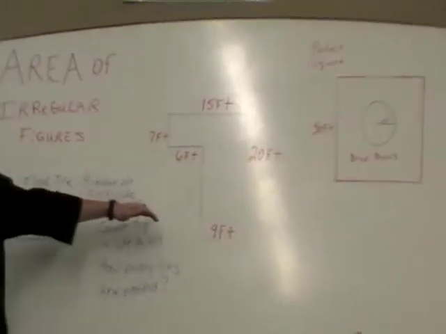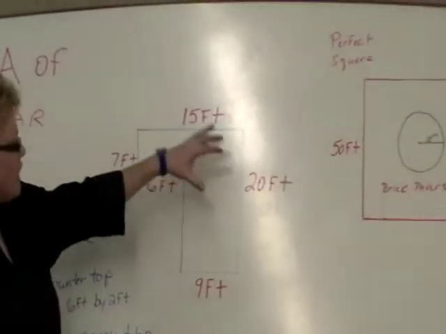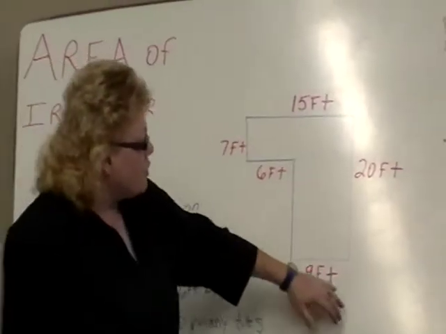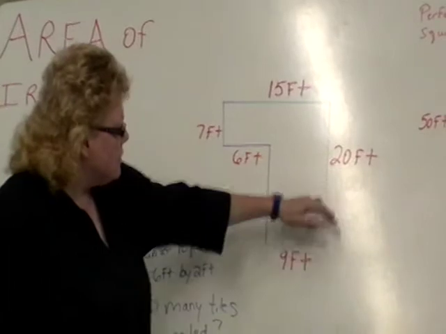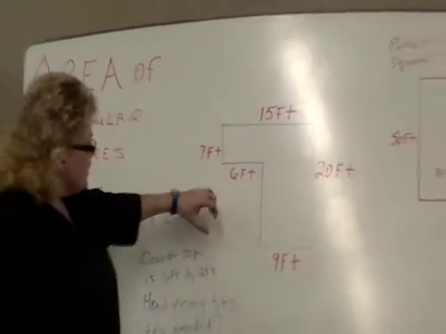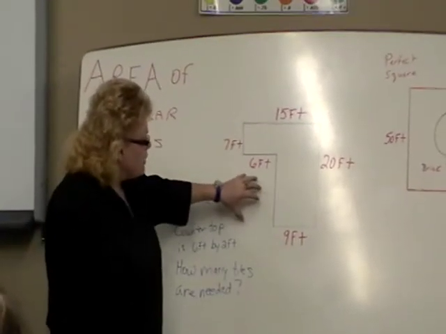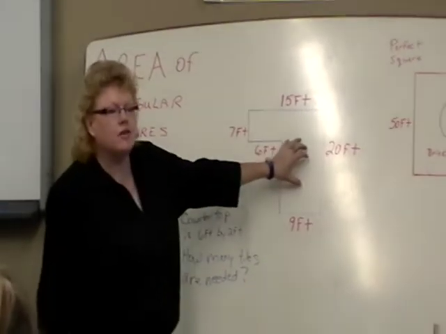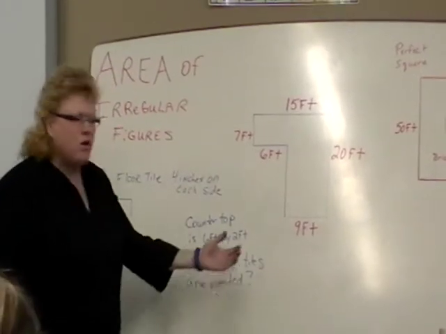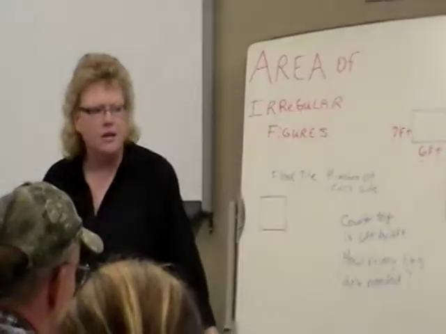In this first problem, we have a kitchen here. The total width of it is 20 feet. But part of it's cut out. You know, this might be connected to a living room or something like that, but we want to figure just the area of the kitchen. So how would we go about starting this problem? Anybody have any ideas?